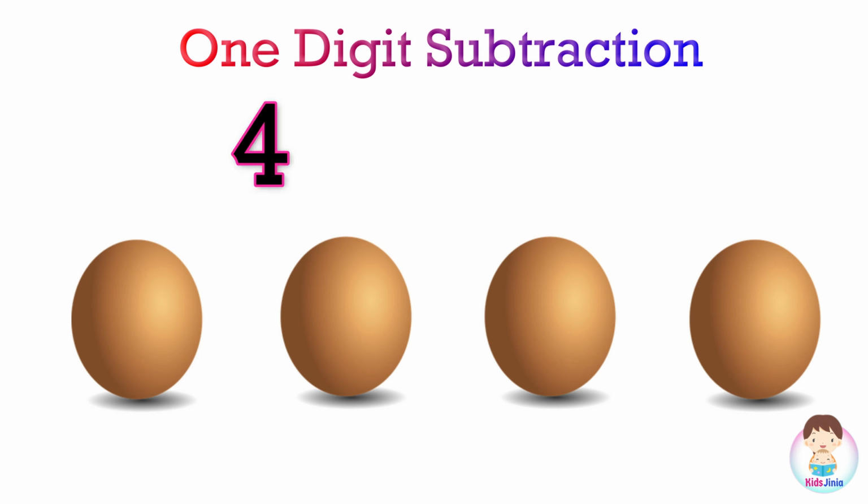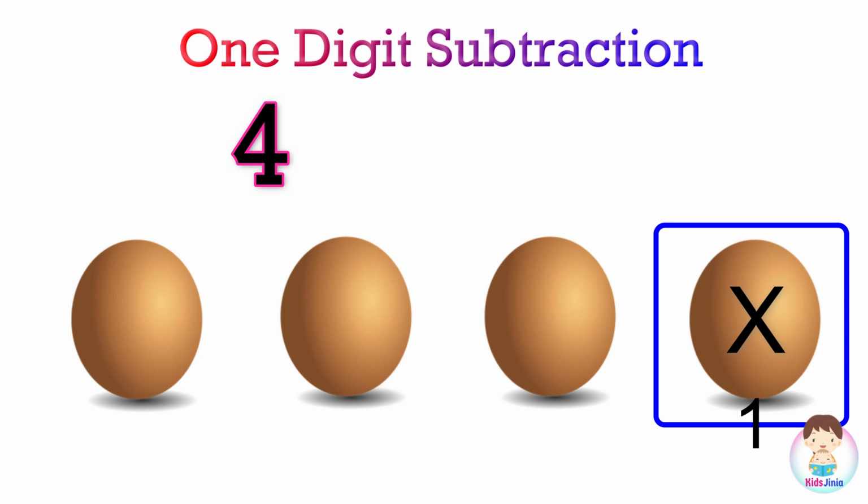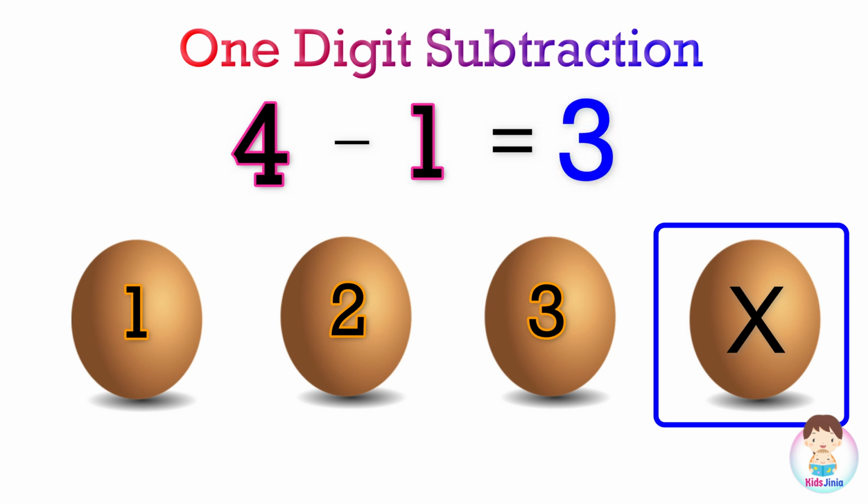Friends, my mom gave 4 eggs to store inside the fridge. You know what happened? On the way, I missed 1 of the eggs from my hand and it is broken. We can't use it again, right? So, out of 4 eggs, 1 is broken. Now, how many eggs are left? 4 minus 1 is equal to 1, 2, 3. Yes, 3 eggs are left. 4 minus 1 is equal to 3.